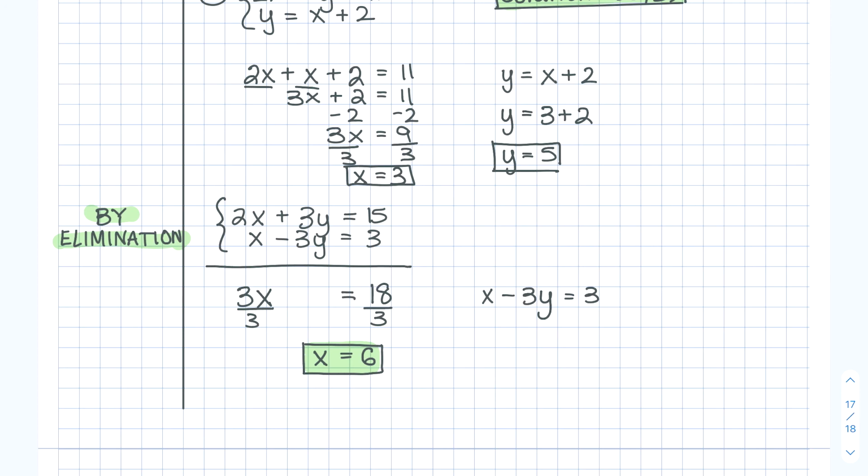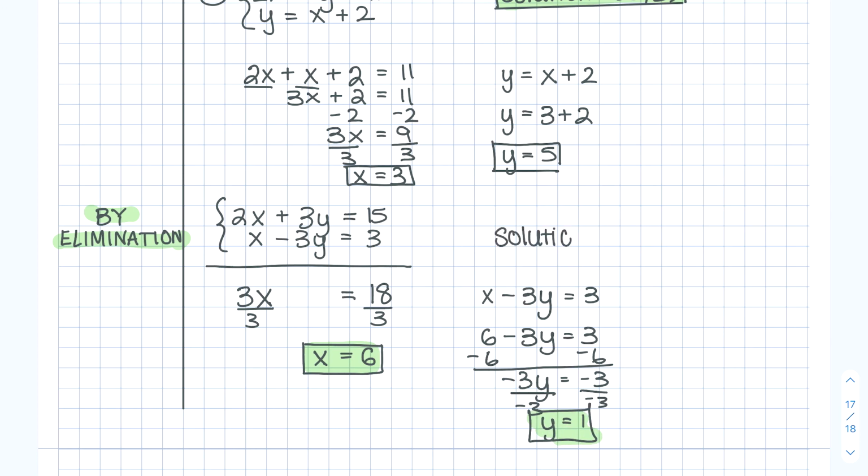So I'm going to take this x and sub it in. So x is 6 minus 3y equals 3. I'm going to take away the 6 from both sides, which leaves me with negative 3y equals negative 3. I'm going to divide by negative 3, which leaves me with y equals 1. So my solution here is (6, 1). You know that's not enough though.